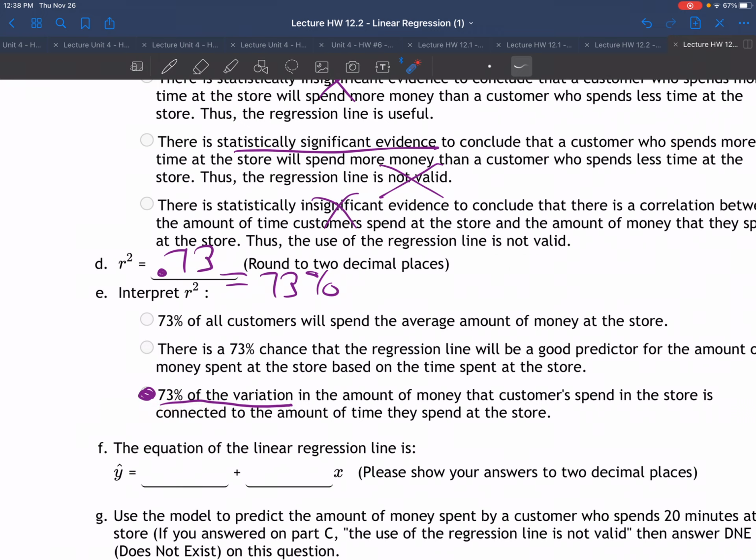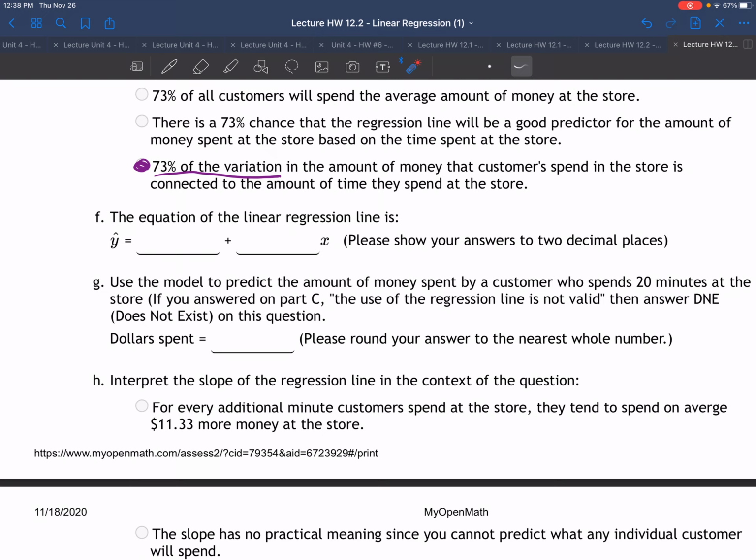Then they ask for the equation. So that's right on your calculator. If you notice, your calculator will say y equals a plus bx. So this is the a plus bx, right? And I'm looking at the b and they want 2 decimal places. The b I'm seeing is 11.33 and the a is negative 70.77.